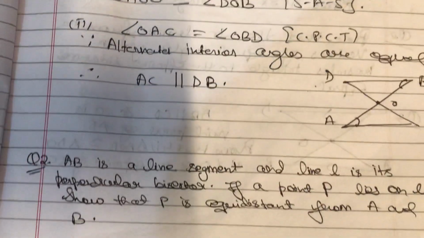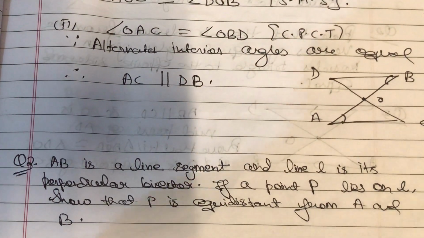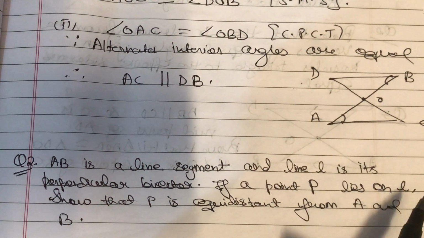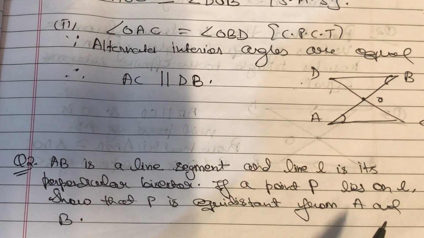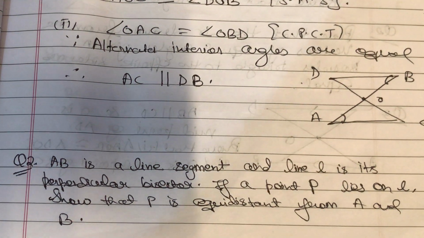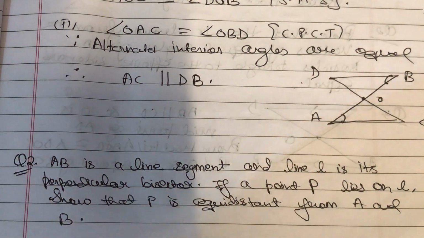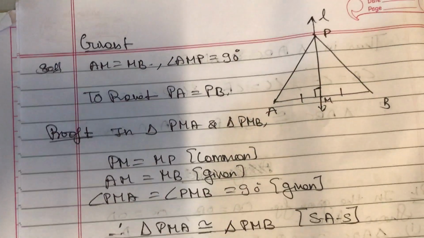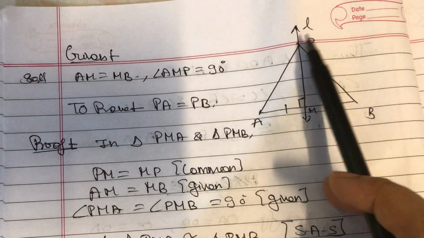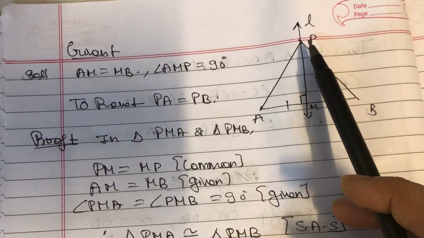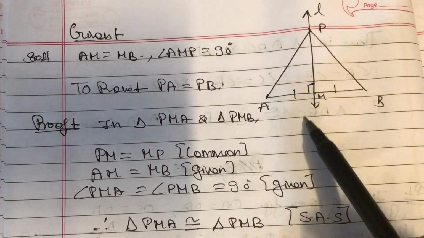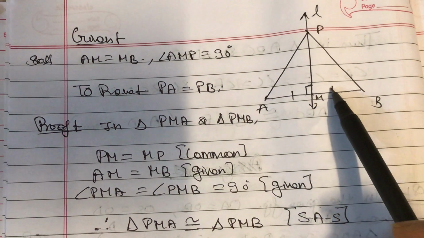Now look at the second question, that is, line AB is a line segment and line L is its perpendicular bisector. If a point P lies on line L, show that P is equidistant from A and B. So this is the question. Let's draw the figure, then we'll solve it further. This is the figure. There is triangle APB. Now I have to prove that AP is equal to PB, the perpendicular bisector, which means this is 90 degrees and this is equal to this.